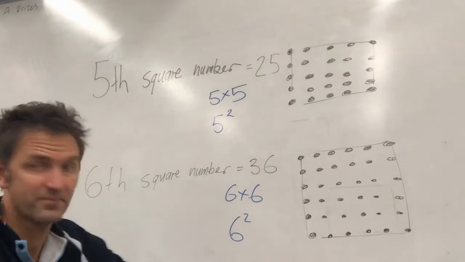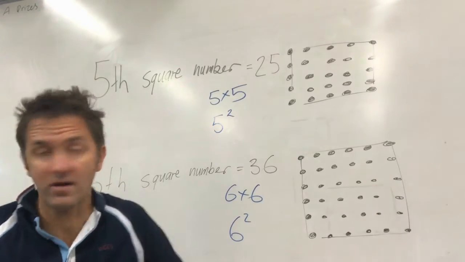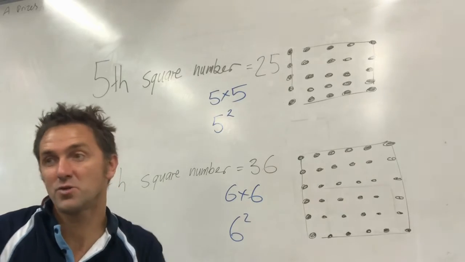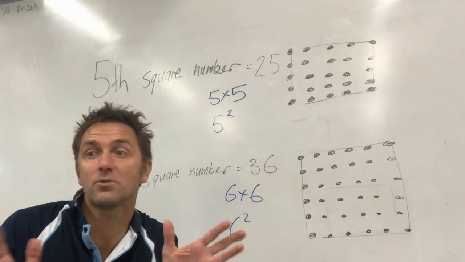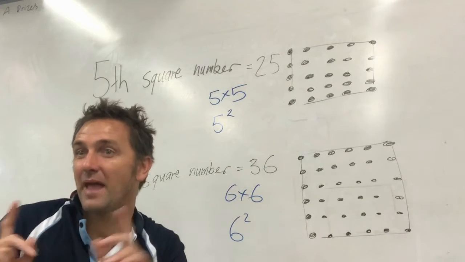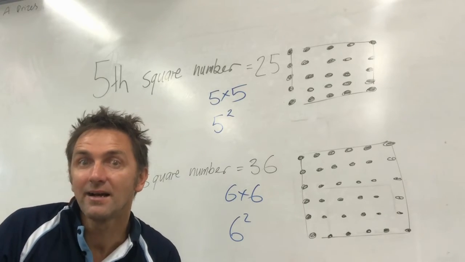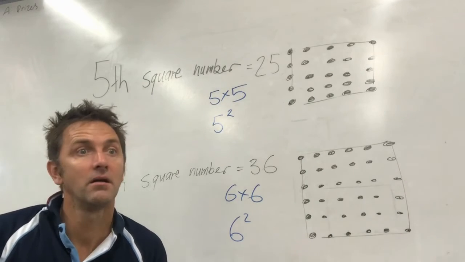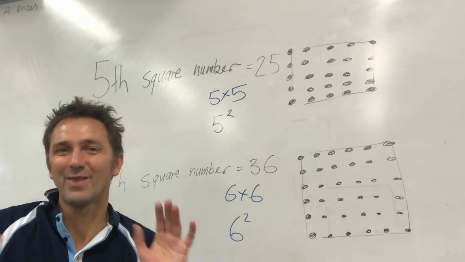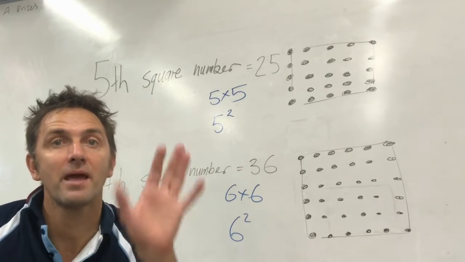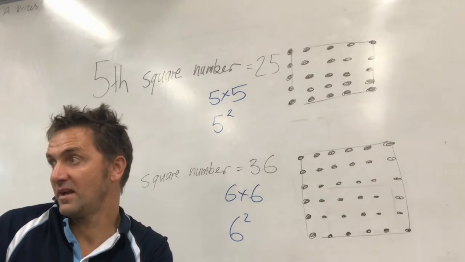So, guys, we could go on forever. We could do the 7th square number, the 8th, the 9th. The 7th square number is 7 sevens are 49. The 8th square number is 64, 8 eighths are 64. The 9th square number is 9 ninths are 81. There's no last one. They go on forever. They go to infinity.